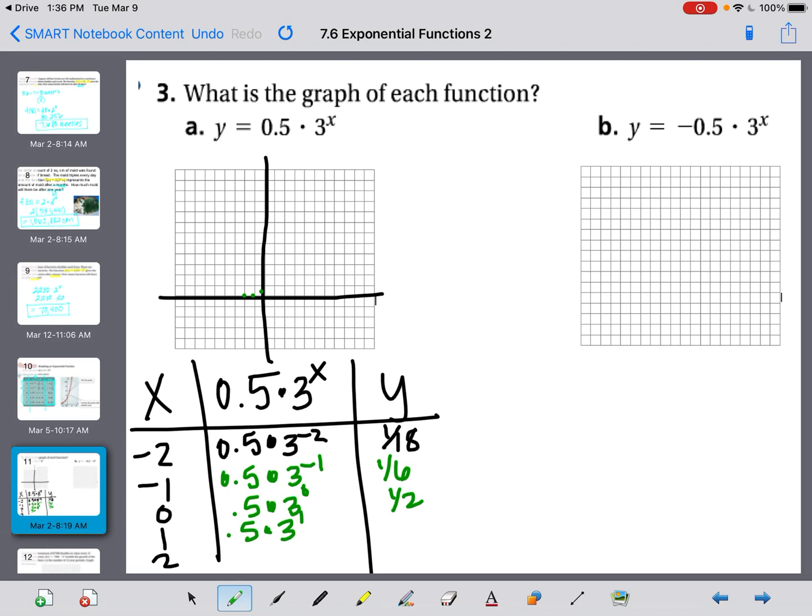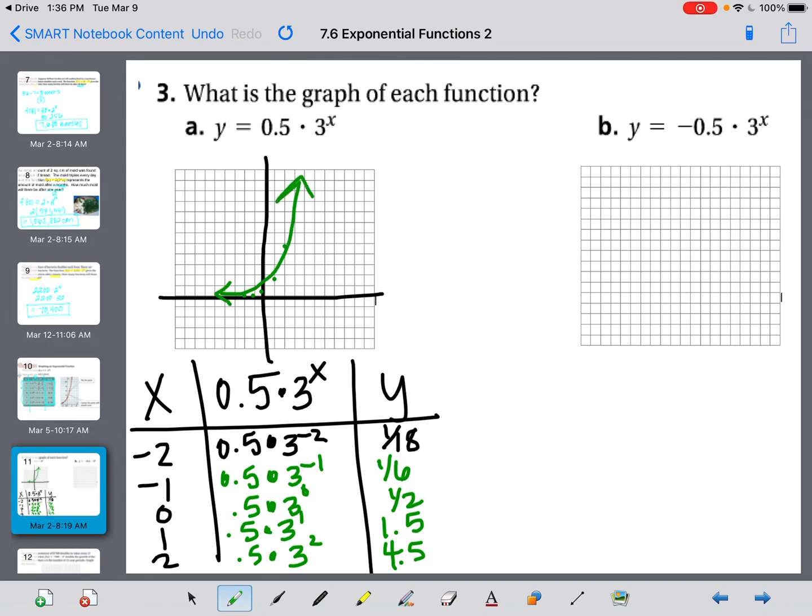0.5 times 3 to the 1st, which leaves me with 1.5. And then 0.5 times 3 to the 2nd, so 9 times 1/2, which is 4.5. So I go over 2, up 4.5. Then you can see how it gets real close to 0 and then starts to grow really quickly.